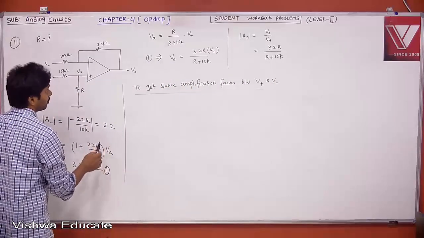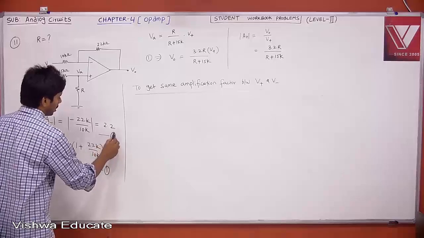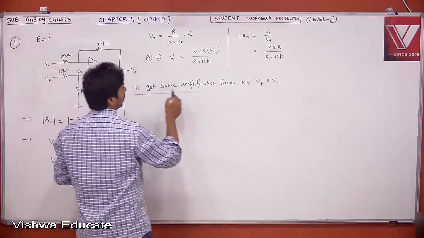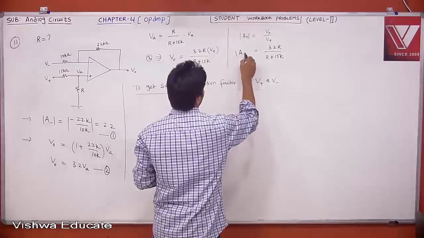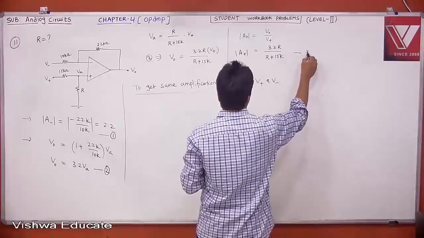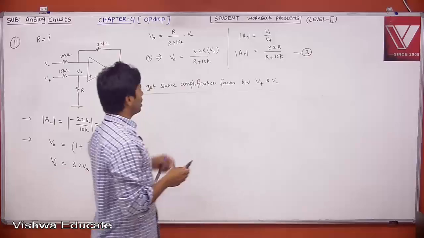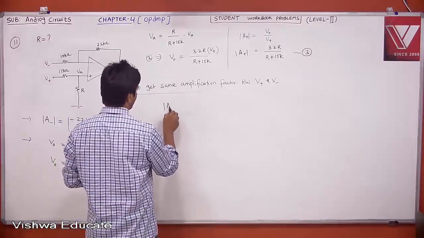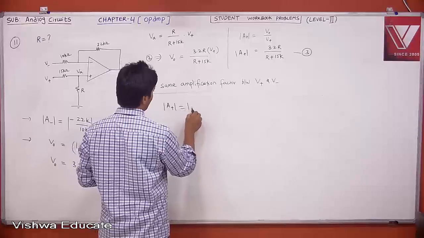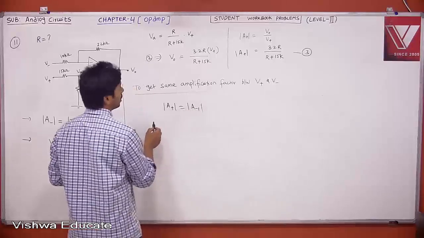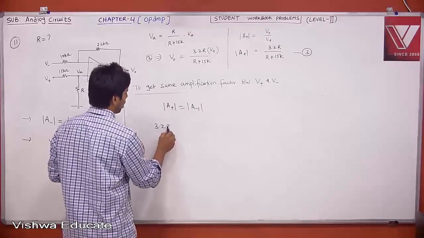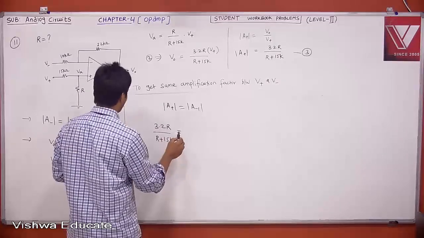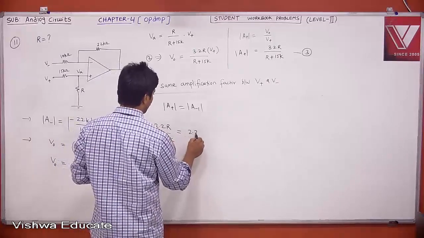And this is what your mod A minus. Let me call this as equation 1 and this as equation 2. Therefore, this is 2, right? And this is what is equation 3. Therefore, to get same amplification factor between V plus and V minus, that is mod A plus is equal to mod A minus. What is mod A plus? 3.2 into R divided by R plus 15K is equal to mod A minus, that is nothing but 2.2.